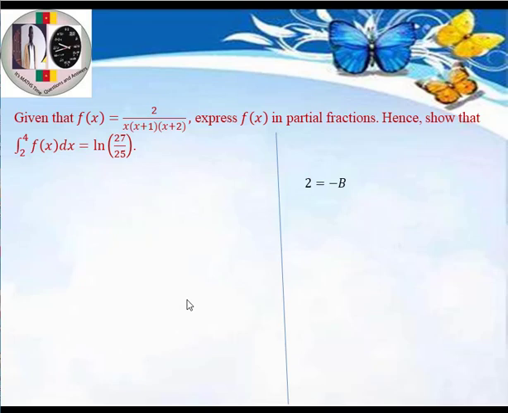In this case, we are concerned with a fraction whose denominator is simply what? A linear factor. So the numerator must be a constant.